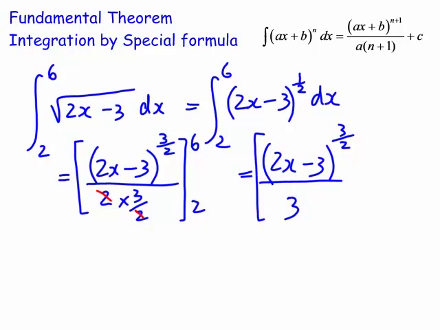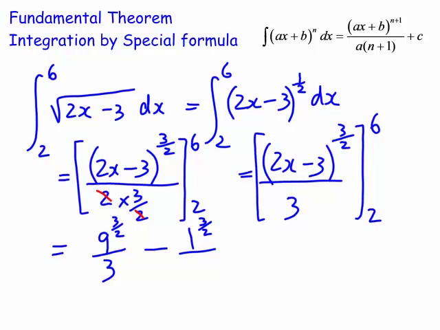But we still need to evaluate it between the 6 and the 2. First up, we feed the 6 into the function. The 6 goes into the variable x, so we have 2 times 6, which is 12, minus 3, which is 9, to the 3 on 2, all over 3. Now let's feed the function the 2. The 2 goes into the x, so it becomes 2 times 2, which is 4, minus 3, which is 1. 1 to the 3 on 2, and hopefully everyone knows that 1 to any power is just 1.